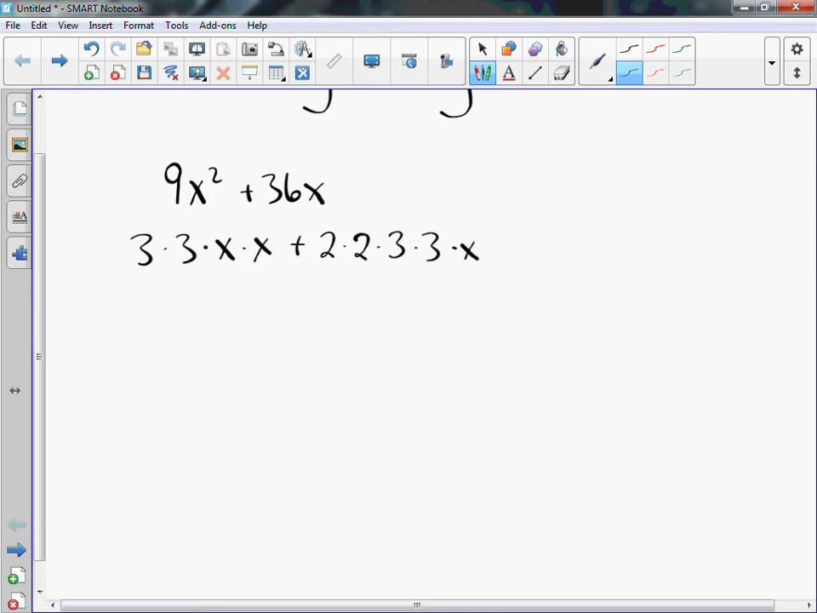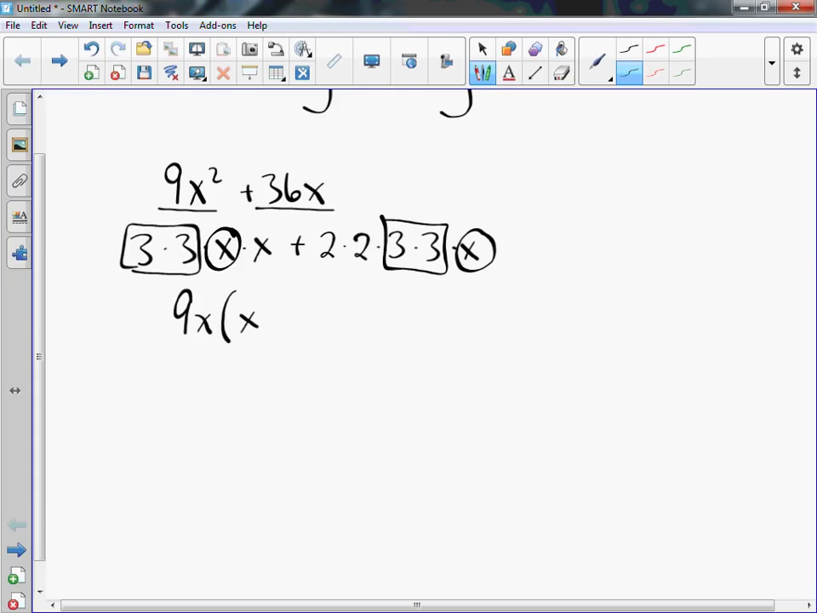So you can look at this and go, well, what things are common? Well, there's 9 that's common, because there's 3 and 3. There's 1x that's common between the two of them. So it must be 9x. It would be the GCF, the greatest common factor. So if I take a 9x out of each of these two terms, if I take a 9x out of 9x squared, I'm only left with an x.